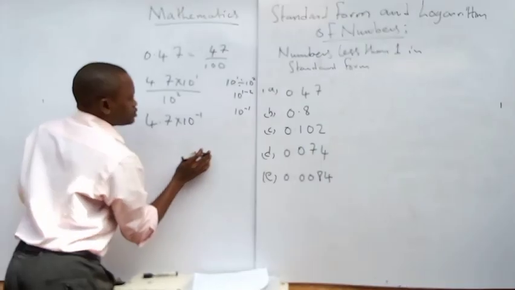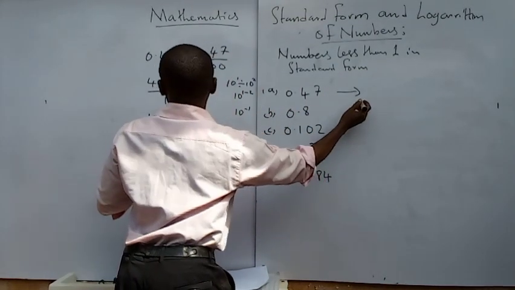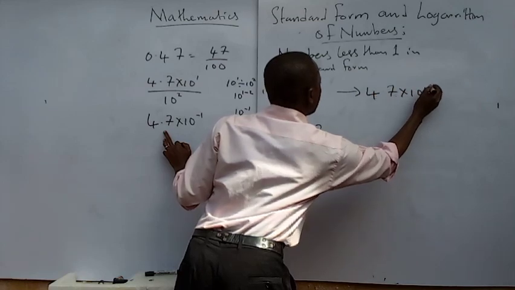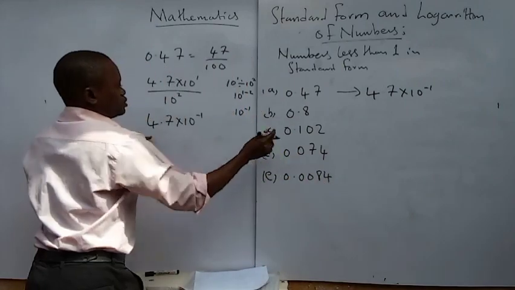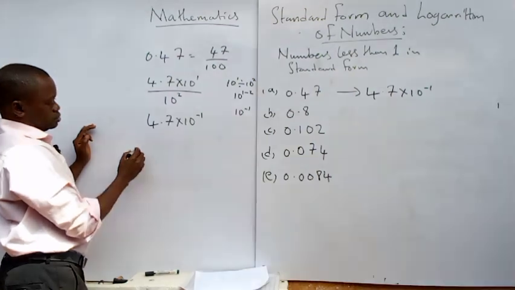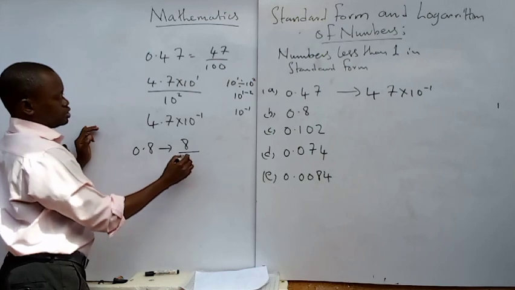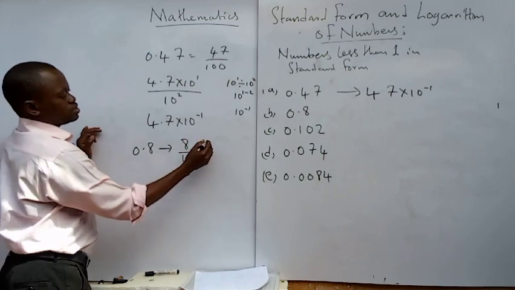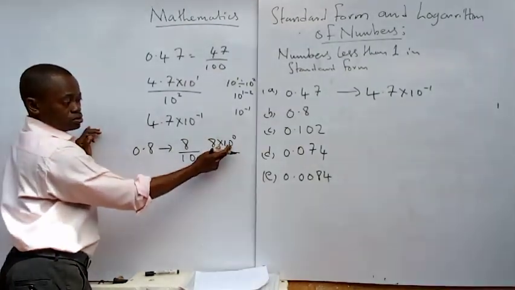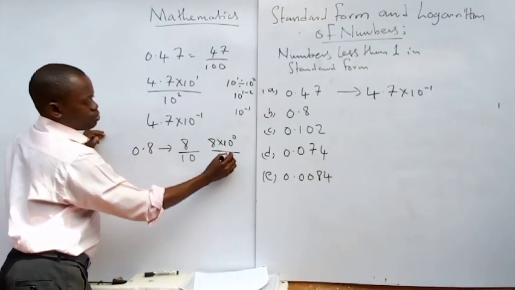Okay, all right. Do you also realize that this will now be written in standard form as 4.7 times 10 raised to power minus 1. All right, what about this? That's 0.8. And 0.8 is the same thing as 8 over 10. And this one in standard form is the same thing as 8 times 10 raised to power 0. Okay, I'm sure you know this raised to power 0 is 1. 8 times 1 is still 8. And this is 10 raised to power 1.